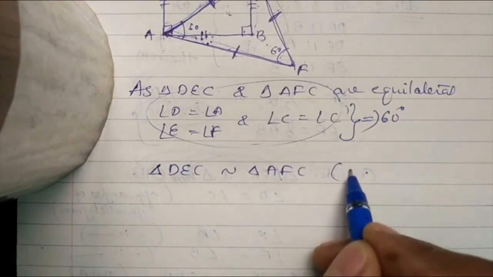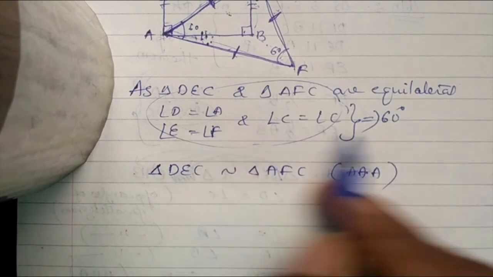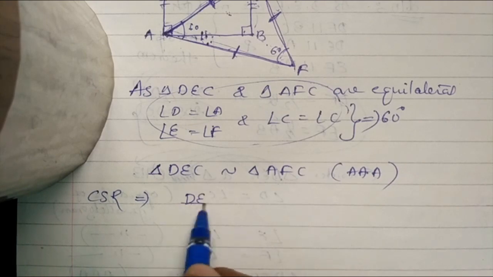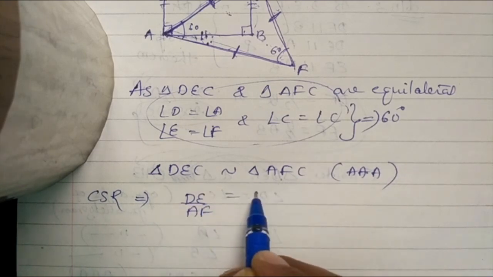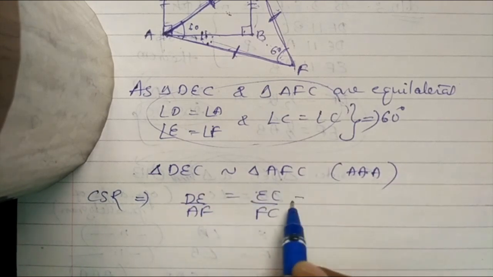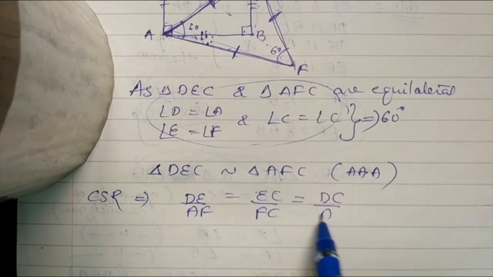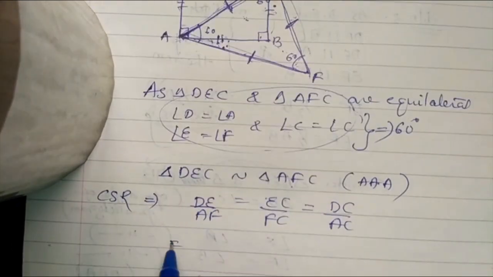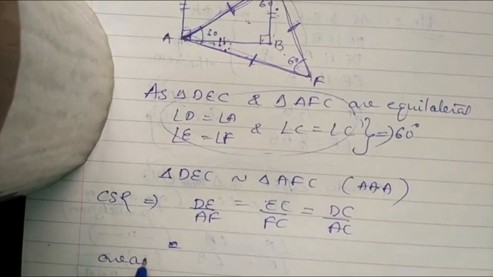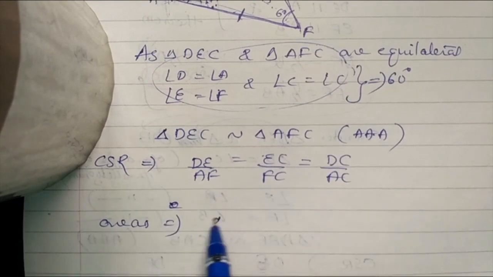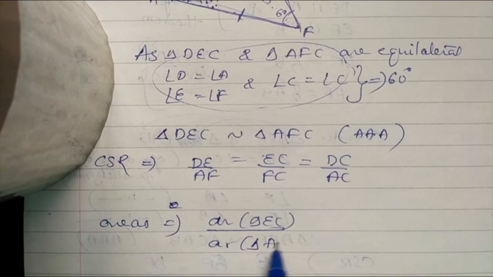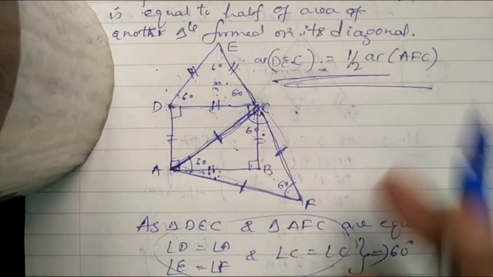Once we prove this by AAA, 60 degrees, then we go for the corresponding sides ratio: DE by AF, EC by FC, then EC by AC. After that we go for areas. When we go for areas, area of triangle DEC by area of triangle AFC. This we have to prove as half. So how to prove?